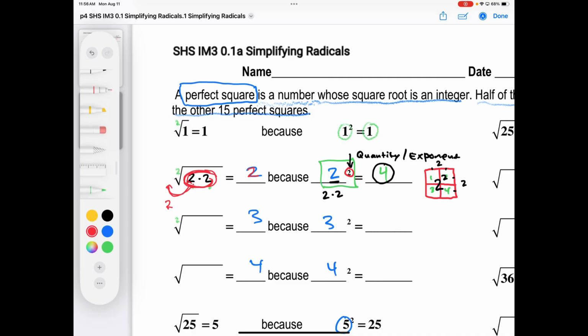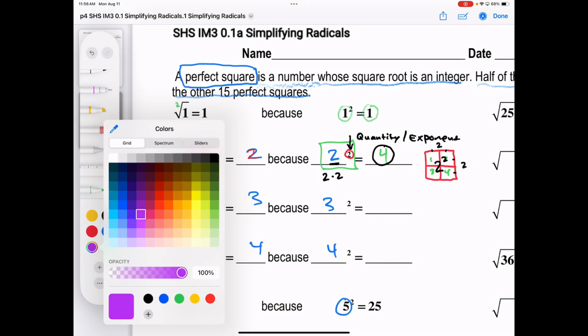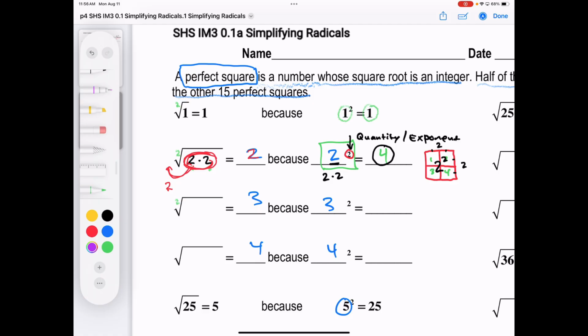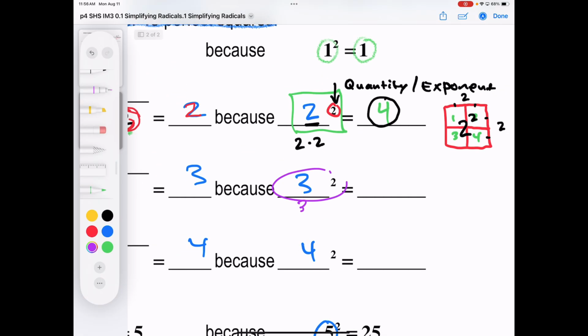Okay, let's go through and finish the rest of these, and then you can talk to your partner. Let's do purple. Let's do the next one. Class, 3 squared is what? 9. 3 times 3 is 9.